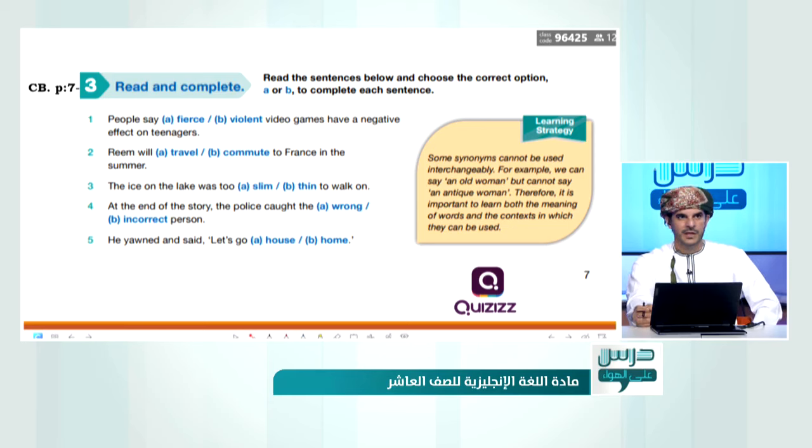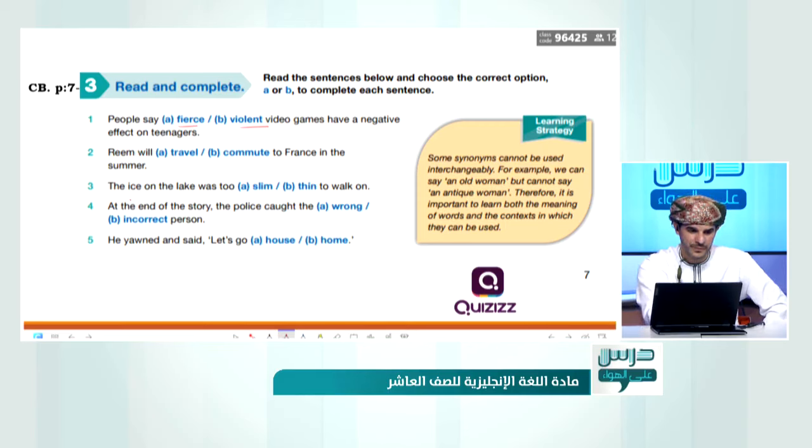Let's go now to another activity. We are running out of time here. Let's go ahead. Page 7, activity number 3. Read and complete. Read the sentences and choose the correct option, A or B. So people say fierce or violent video games. With video games, what do we call them? Do we say fierce or violent video games? Read well, travel to France or commute to France. Be careful. There are synonyms, but it doesn't mean that you can use them in all the sentences.